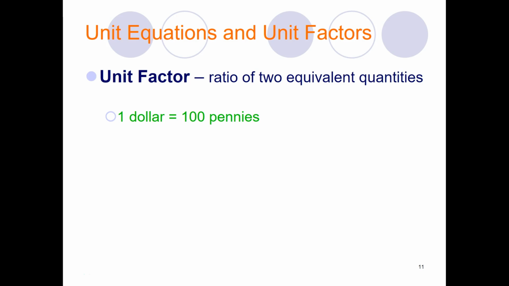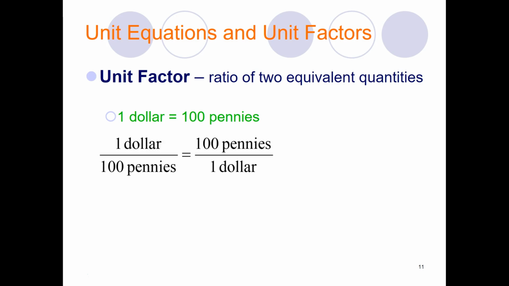$1 equals 100 pennies. That's great, but in order to do math with these, I want to take this relationship and write it as an actual unit factor, which means make it look like a fraction. So I'm going to take $1 divided by 100 pennies, which I could also say 100 pennies divided by $1, and I'm saying they're equal to each other. That one statement, $1 equals 100 pennies, I can write either way.